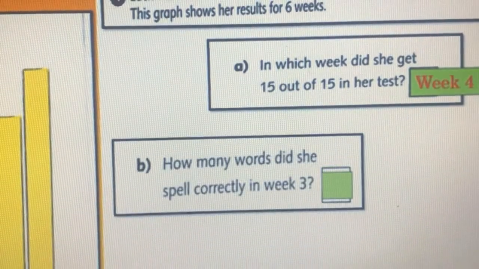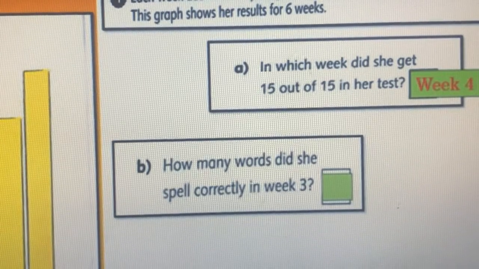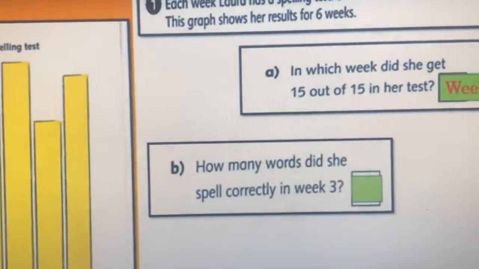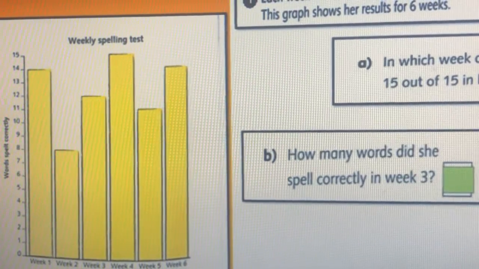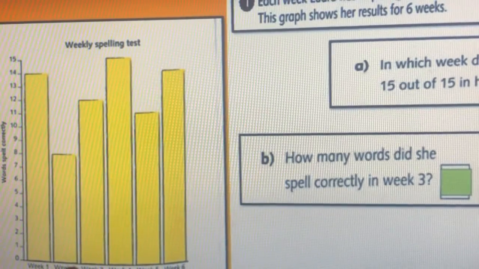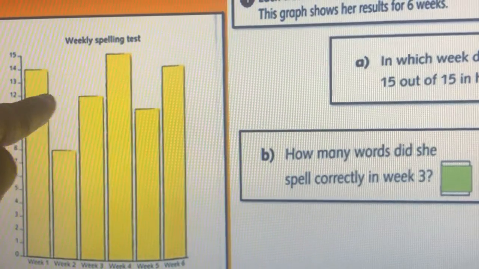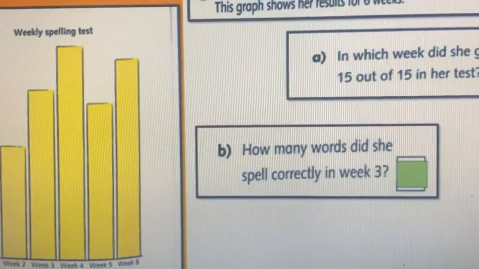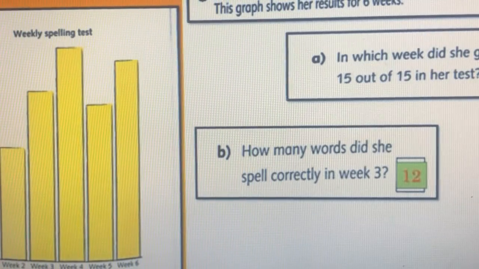Going to the second question. How many words did she spell correctly in week 3? Now, the part that I'm going to check is different from the first one. How many did she get in week 3? So this time I'm going to, yes, the label part. For weeks, here I have week 3. So I will go from week 3 up, now aside to find the number. And the number is, yes, you are right, it's 12.